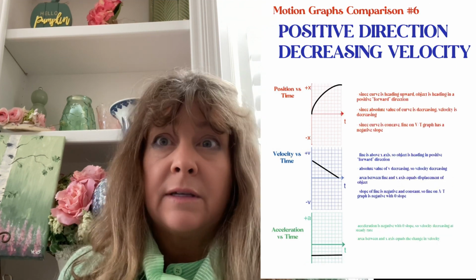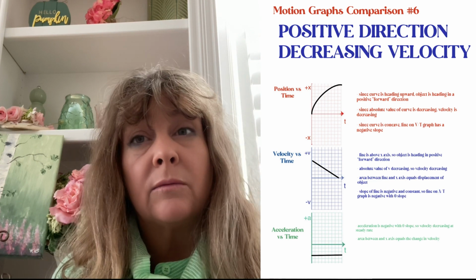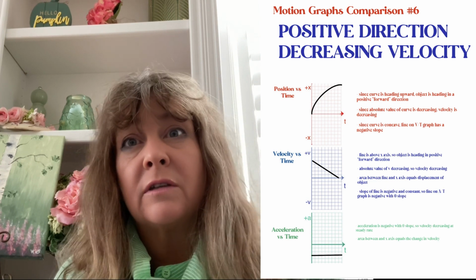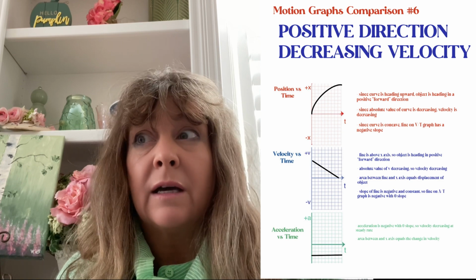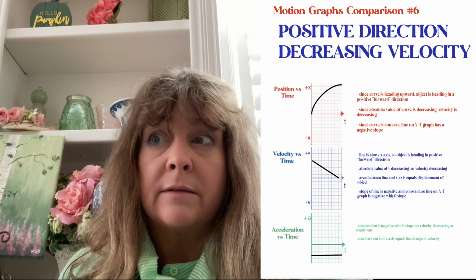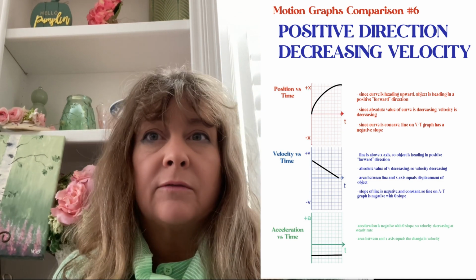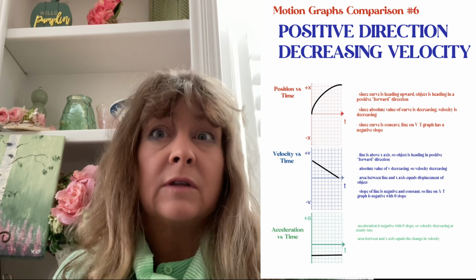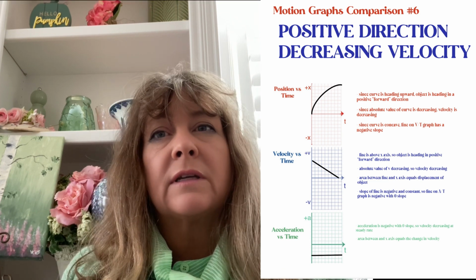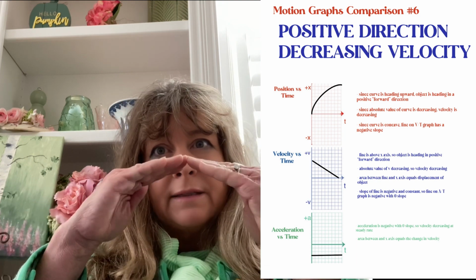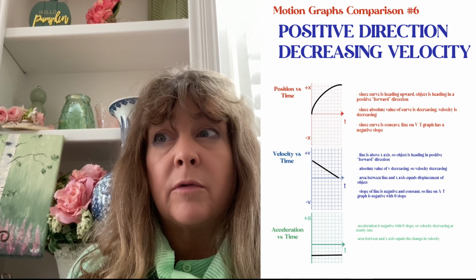Okay, motion graph comparison number 6, heading in a positive direction with decreasing velocity. In the position versus time graph, we see that since the curve is heading upward, the object is heading in a positive forward direction. Since the absolute value of the slope is decreasing, the velocity is decreasing. And since the curve is concave, the line on the velocity time graph has a negative slope.